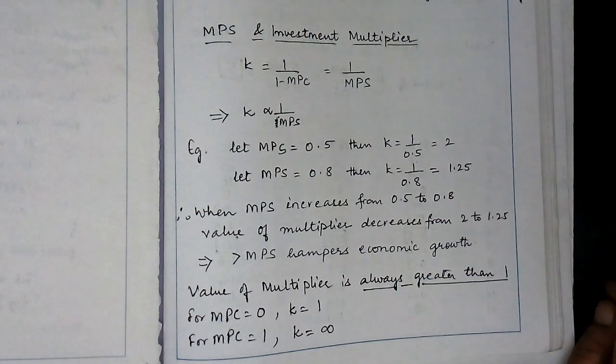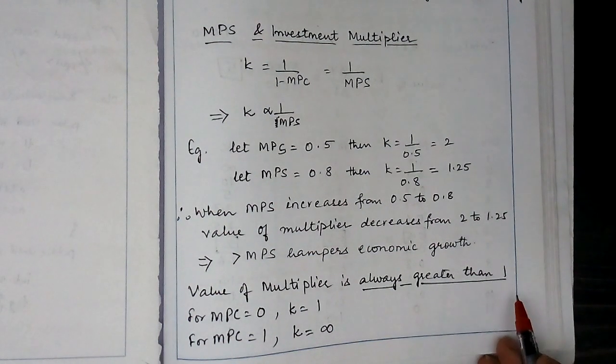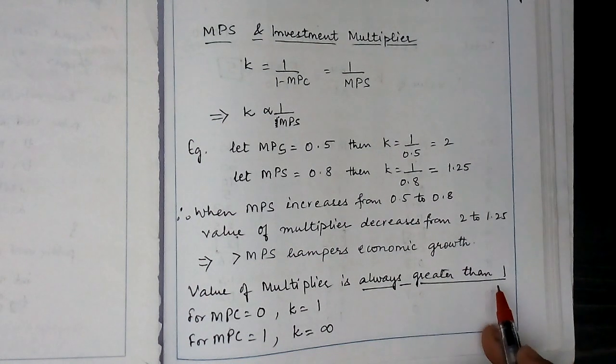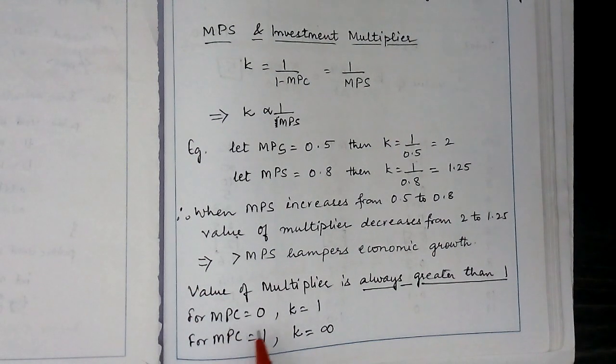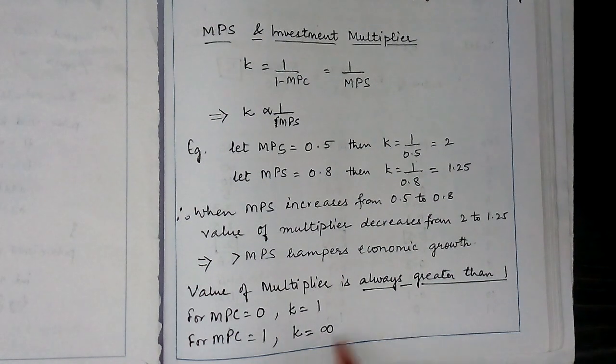So what are the values of the multiplier? The value of multiplier is always greater than 1. For MPC equal to 0, the multiplier is 1 because K is equal to 1 by 1 minus MPC. So 1 minus 0 is 1, 1 by 1 is 1. And for MPC equal to 1, K will be equal to infinity because 1 by 1 minus 1 is 0. So 1 by 0 is infinity. So the multiplier can never be 0. It is always greater than or equal to 1.